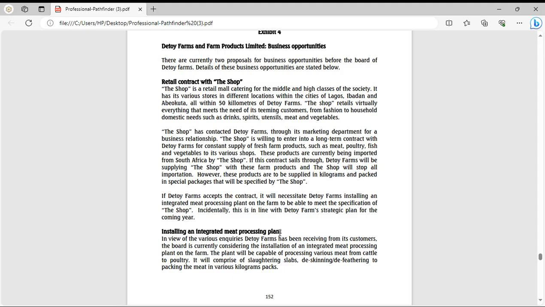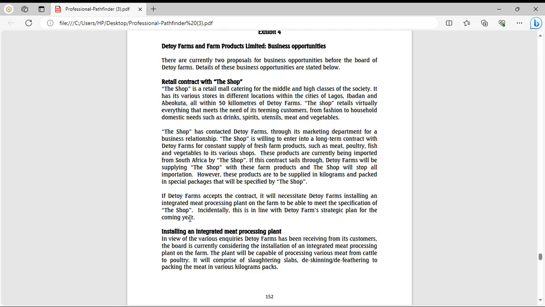And they made us understand that if we accept the contract with the shop, we will need to install an integrated meat processing plant. Probably because they're asking for meat, poultry, fish, vegetables, and obviously they're asking for meat. So probably we'll have to process our meat. I know a plant is basically like a factory, right? So they have to install an integrated meat processing plant, a plant that'll be able to process the meat for us.